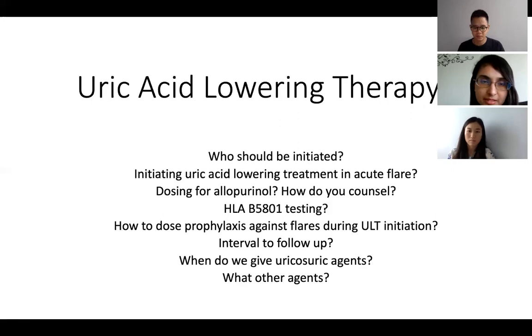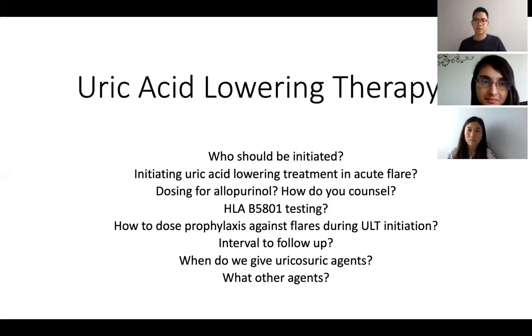So the indications for urate lowering therapy, I think we alluded to this earlier. Number one, of course, would be frequent flares, so those who demonstrate more than 2 flares per year. Number two, those with underlying urolithiasis or urate nephropathy. Number three, those with evidence of erosions on radiographs or ultrasound. And number four, those with tophi.